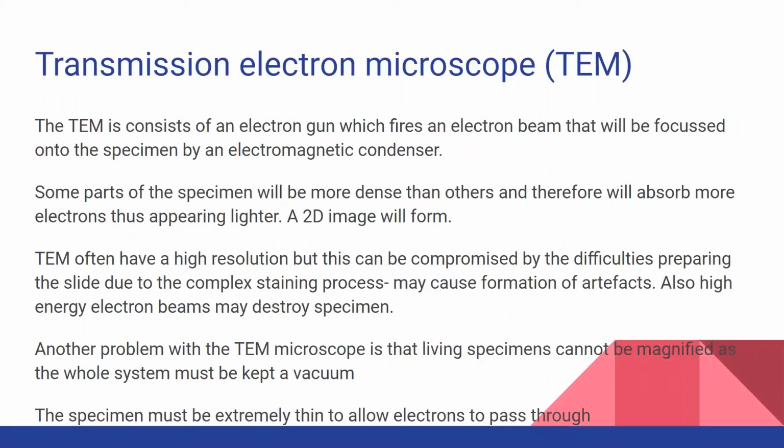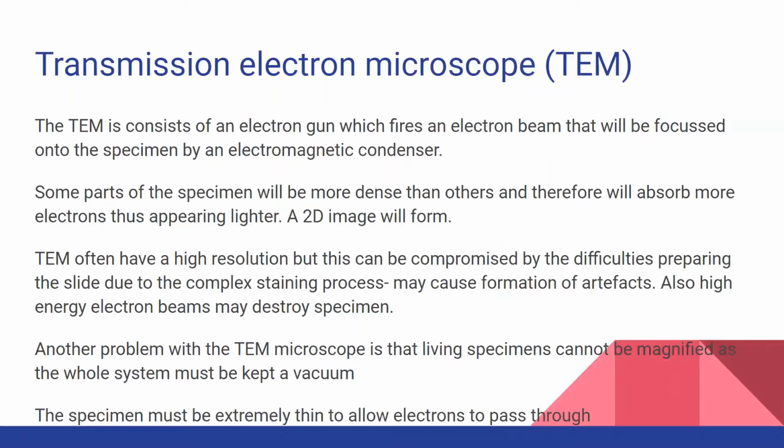So the TEM basically consists of an electron gun, which fires an electron beam that would be focused onto the specimen by an electromagnetic condenser. The electron beam will be fired from below the specimen, so below the slide or the stage. Some parts of the specimen will appear more dense than others and therefore will absorb more electrons, thus appearing lighter, and a 2D image will form.